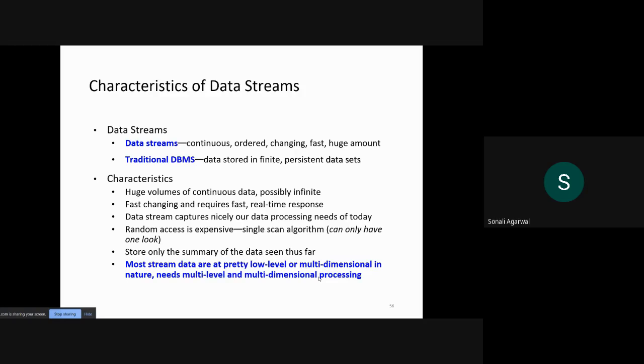And since the data is reaching us in such a fast manner, it is very difficult to store whatever data we are handling in secondary devices because of the latency issues. We need to respond immediately. Sometimes we do not even have time to organize it or store it or make some indexing. So it is a very quick process.